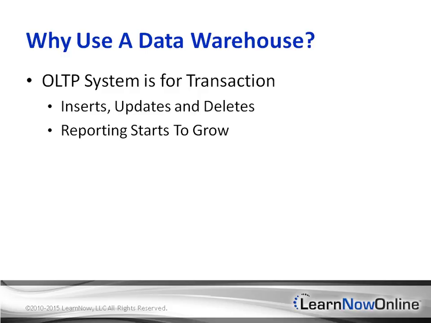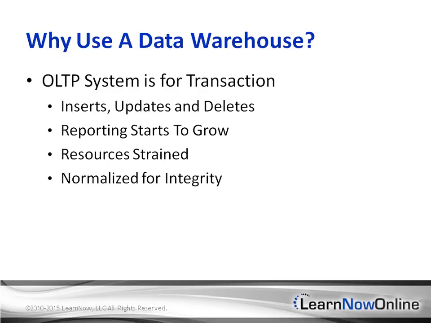The reporting starts growing and growing, and more requests start coming into the system. The resources are then strained on these servers, and sometimes it's picked to just add more memory and more CPUs. A normalized database structure for OLTP systems is designed for integrity and not for speed of reporting.